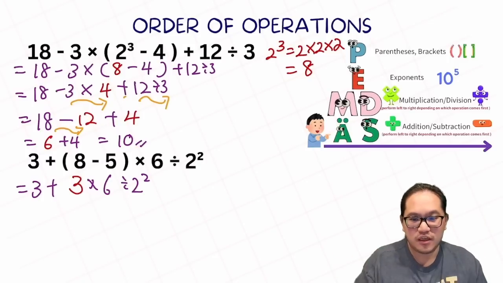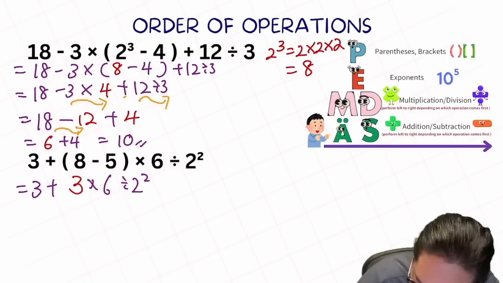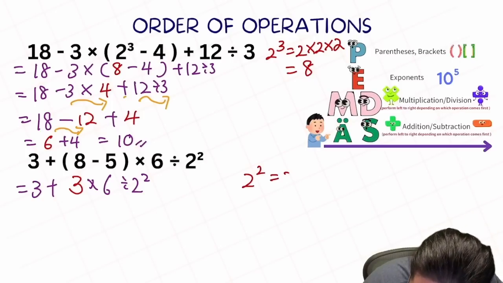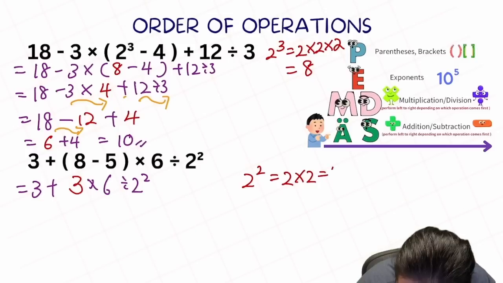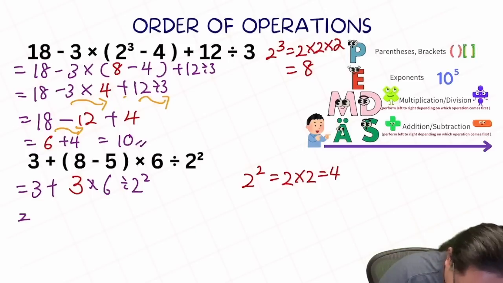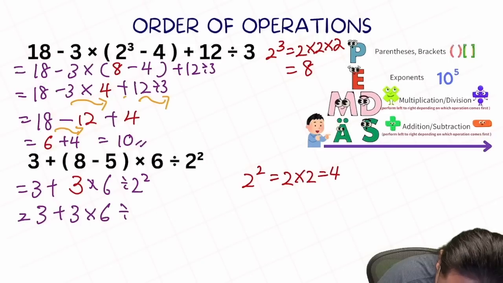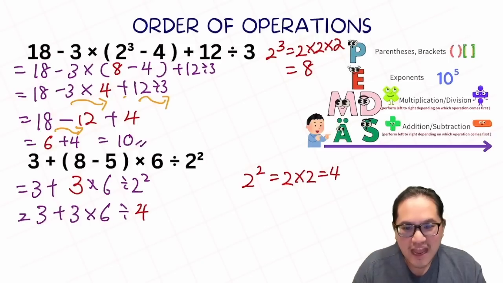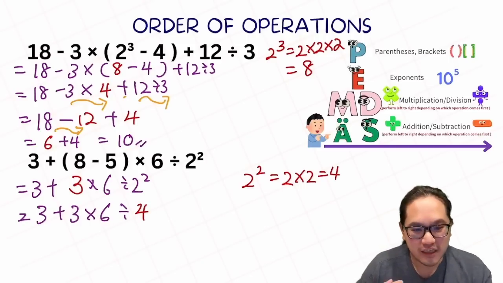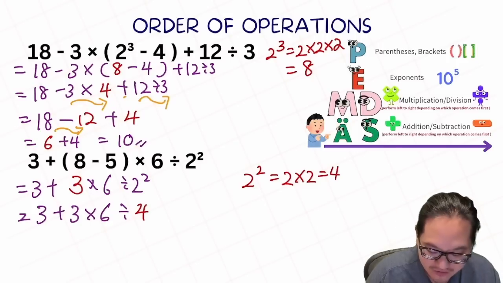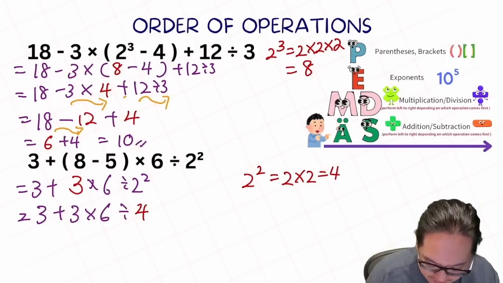Next step, we got an exponent, right? We got 2 squared. So we know that 2 squared is equal to 2 times itself twice. It will be equal to 4. So we can replace that right here. 3 plus 3 multiplied by 6 divided by 4. So now we know that we need to do multiplication and division next, right? So we got 3 plus 3 times 6 divided by 4.